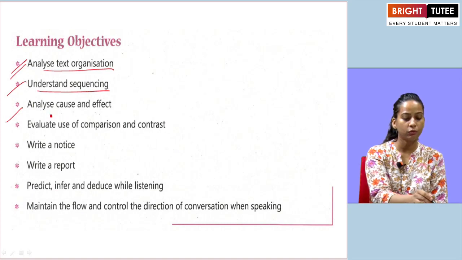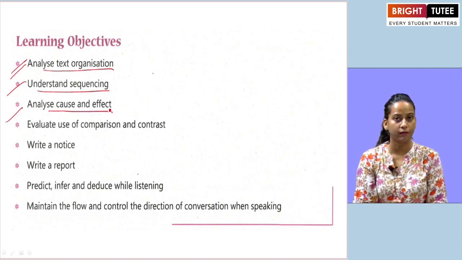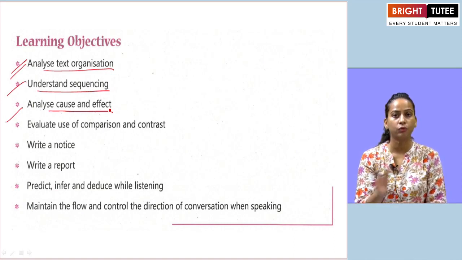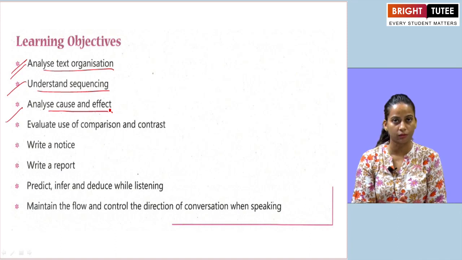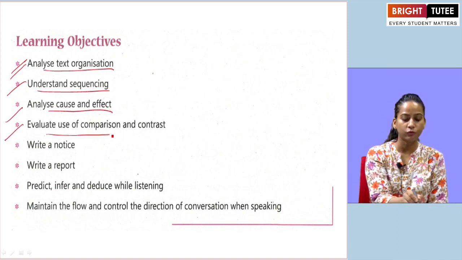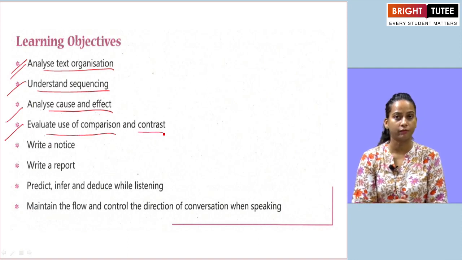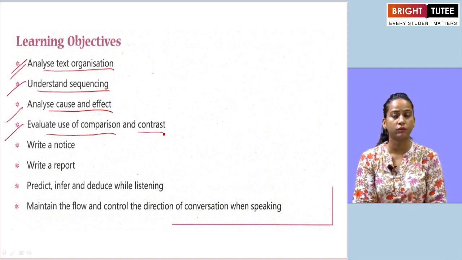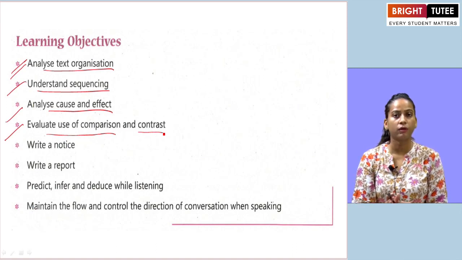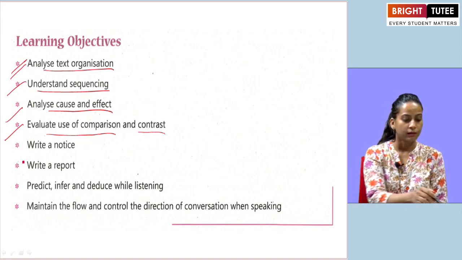We will also learn to analyze cause and effect, that is what the different causes are. While reading the text, we will come to know about the causes and what the outcomes or the effects of the particular text are. Then we will learn to evaluate the use of comparison and contrast. When we are reading different data or text, we will learn to contrast or compare between the two.